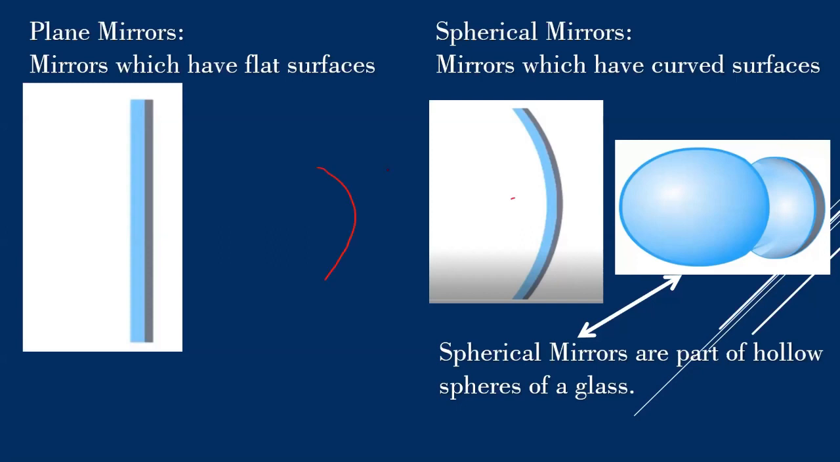Either they are curved inside or they are curved outside. So these spherical mirrors, as they are curved, obviously they are part of hollow spheres of glass. If you see this picture, this is an entire sphere, like a piece of glass. Now if I take one piece, which I'm highlighting, and break off this piece and separate it like this, I have this piece with me.